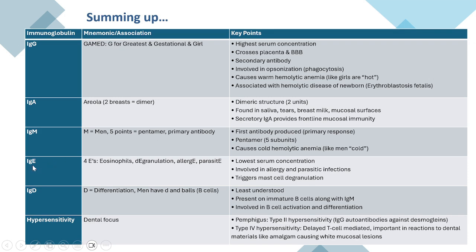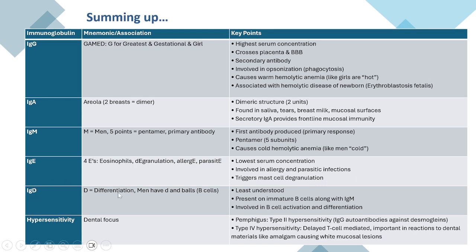Coming to IgE, there were 4 E's: the eosinophil, degranulation, allergy, parasite, and also histamine, and IgE is the lowest in serum concentration. They are involved in allergy, which mediates the type 1 hypersensitivity reaction, and the mechanism is that it triggers the mast cell degranulation, which comes to basophil and produces histamine, and as a result vasoconstriction is produced.